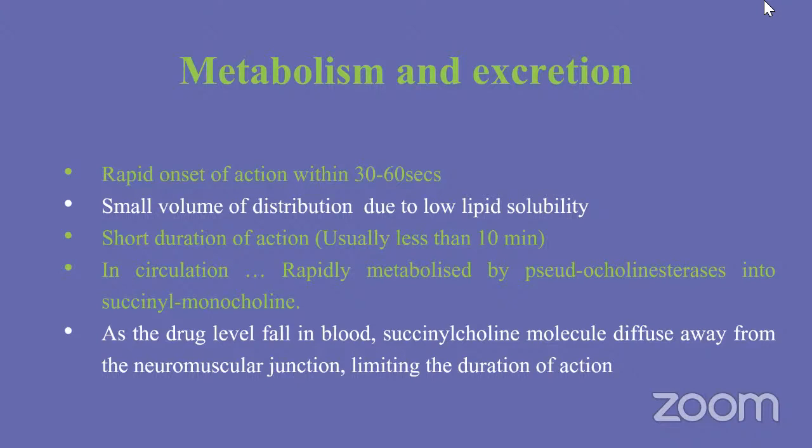In circulation, succinylcholine is rapidly metabolized by plasma cholinesterase or pseudocholinesterase into succinylmonocholine. As the drug level falls in the blood, the succinylcholine molecules present in the synaptic cleft move to the blood. So the depolarization will stop when the drug moves away from the neuromuscular junction. The main reason for the stoppage of action of succinylcholine is the movement of the drug from the synaptic cleft into the plasma.